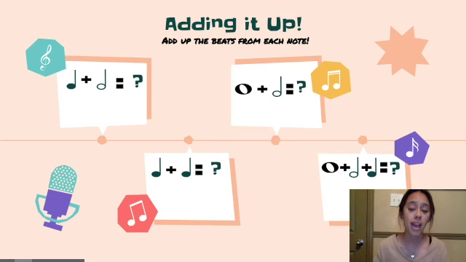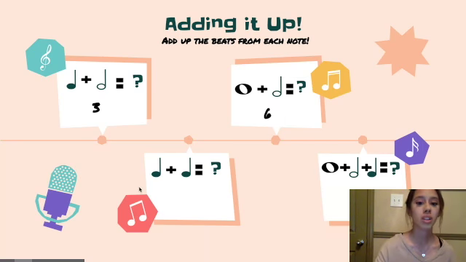Last little activity we have here is we're adding up these beats together. So we are going to add up a quarter note and a half note together. So a quarter note is how many beats plus a half note. How many beats is a half note? If you said 3 beats, you're correct. Good job, guys. All right, so now we have a whole note. How long is a whole note? Whole note is 4 beats. And then we add a half note, which is how many beats? 2 beats, so 4 plus 2. How many is that all together? That's 6 beats. Good job.